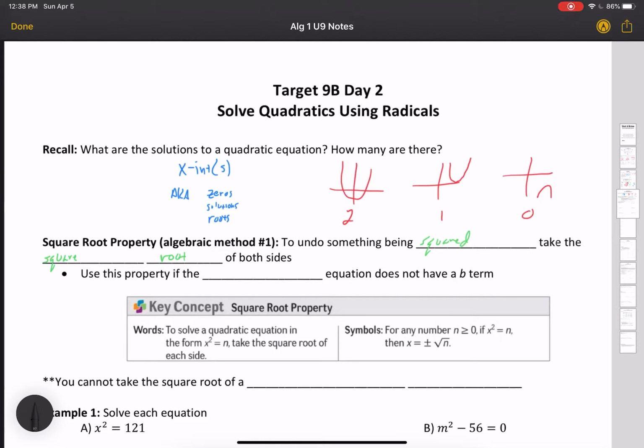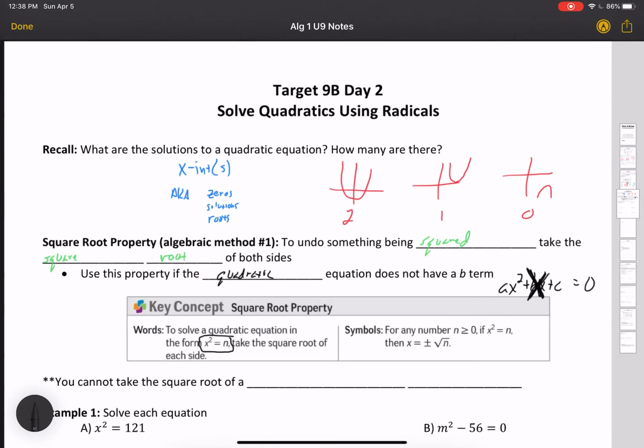So we use this method and this property if the quadratic equation does not have a b term. So for example, ax squared plus bx plus c equals 0. If that's the case, there can be no b term. Okay? There can just be an x squared and a number. Because what we're going to do is, you'll see we're going to get the equation in the form x squared equals a number. Then we're going to square root both sides.